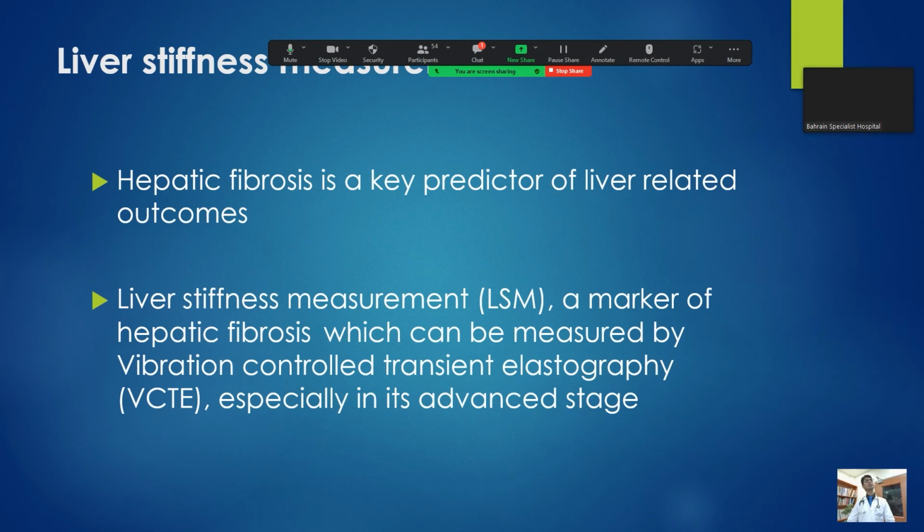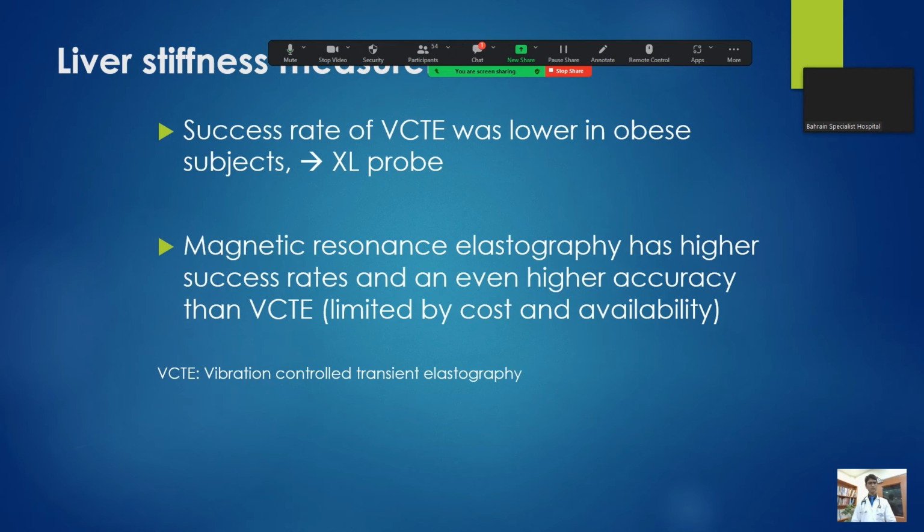The third way is imaging based, like FibroScan, elastography, transient elastography, which can also tell you. In an obese patient, the reliability of ultrasound slightly goes down because of the thick abdominal wall. In that situation, MR elastography is the best to measure and can tell you exactly what it is.